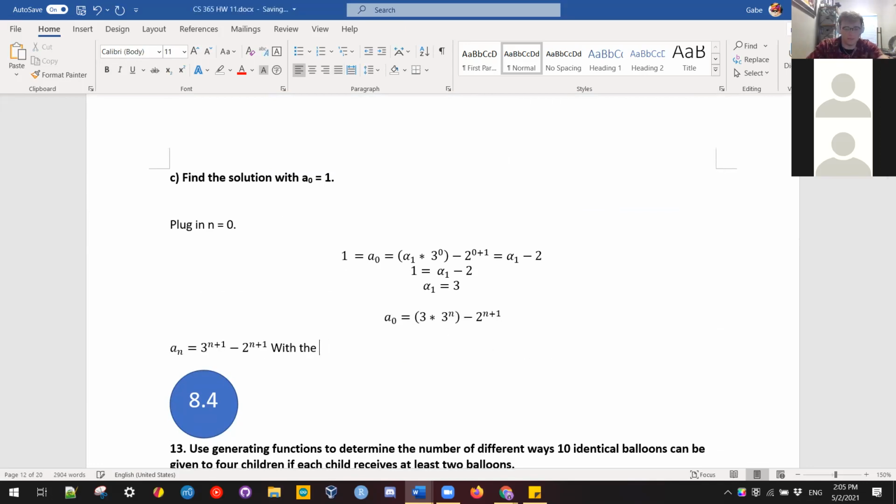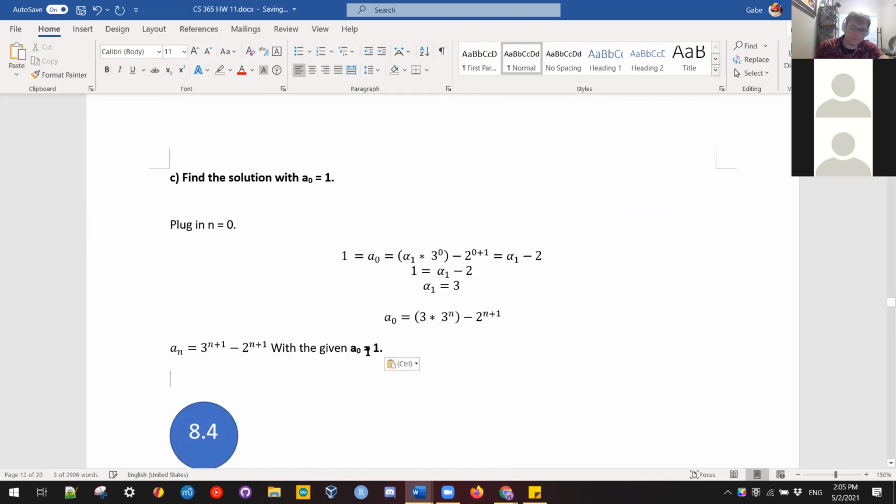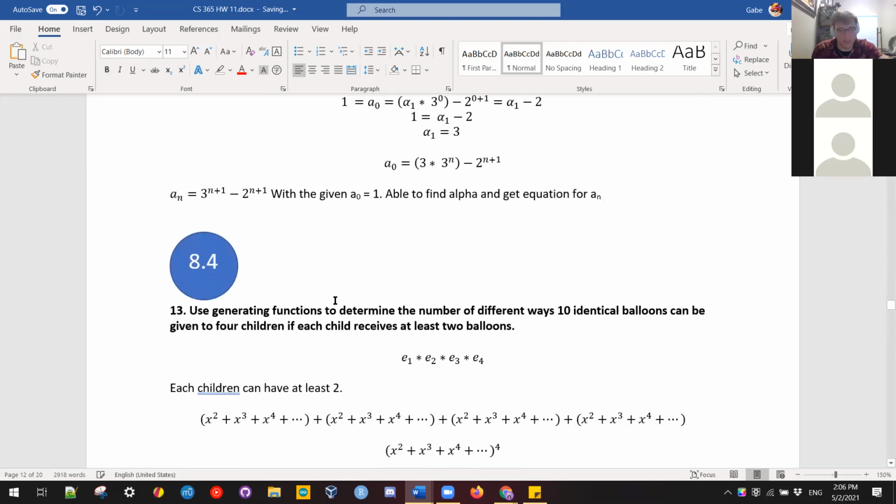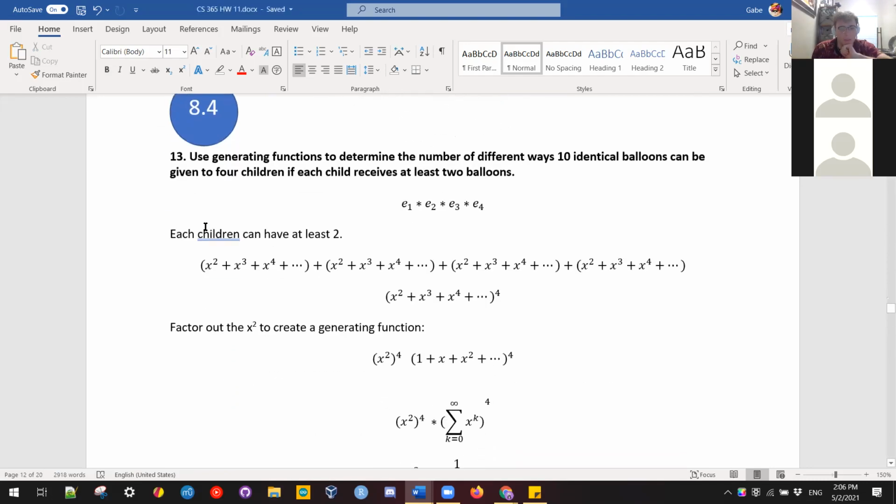Because we can't solve for the alphas without having givens. And so now that we have the given of A naught equals 1, we're able to go through, find the alpha, and then get that equation. That is awesome because that makes sense to me personally, and that really helps me understand it better.